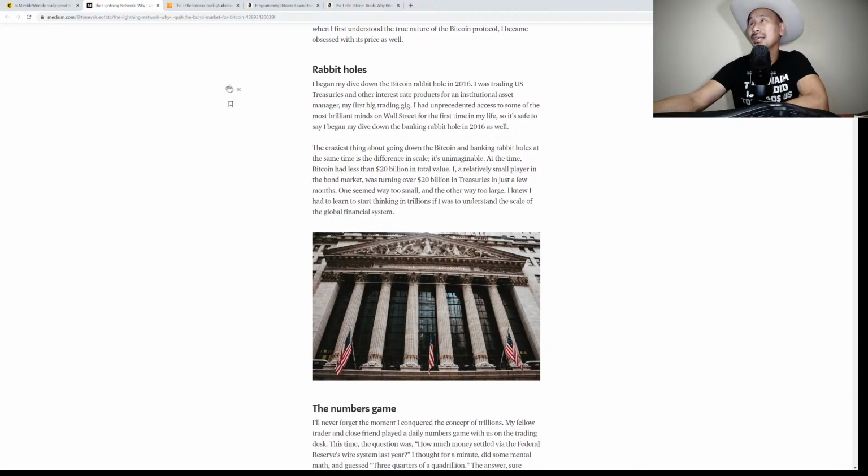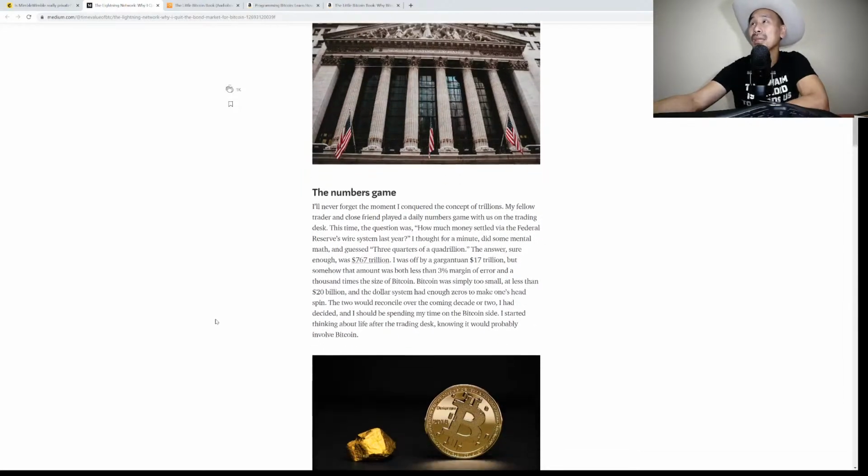The craziest thing about going down the Bitcoin and banking rabbit holes at the same time is the difference in scale. It's unimaginable. At the time, Bitcoin had less than 20 billion in total value. I, a relatively small player in the bond market, was turning over 20 billion in treasuries in just a few months. One seemed way too small, the other way too large. I knew I had to learn to start thinking in trillions if I was to understand the scale of the global financial system.